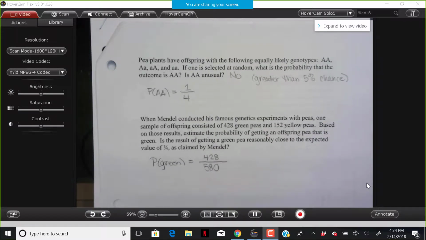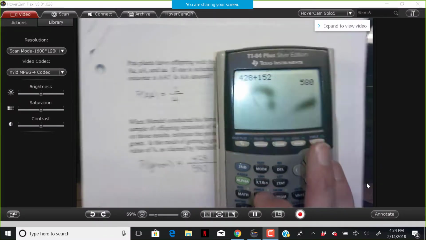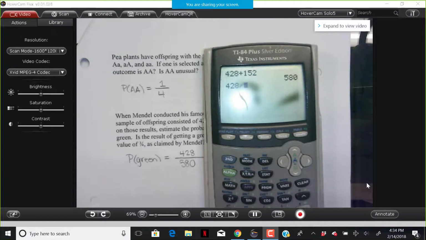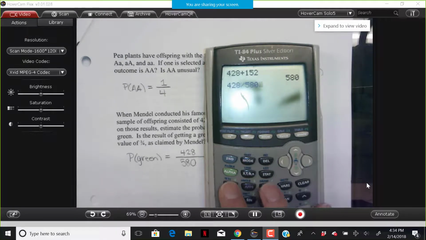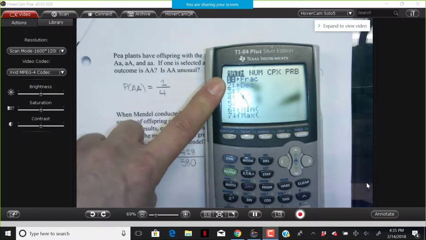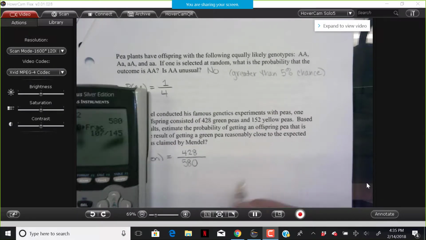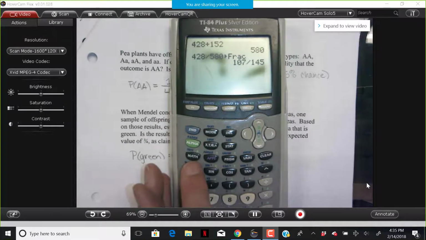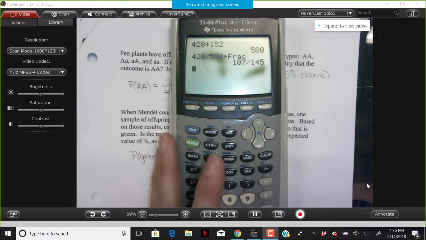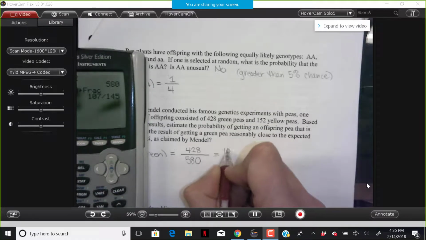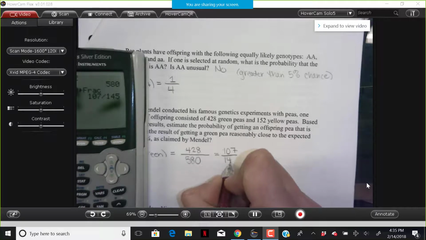Now, if MyMathLab wanted a fraction, remember, you just do 428 divided by 580. And then you can do it right here. You can hit the math button, convert to fraction. It will simplify for you. So 107 over 145. Math, which is right under the alpha button. And then convert to fraction is highlighted, so just press enter, and then press enter again. Okay, so as a fraction, it's 107 out of 145.